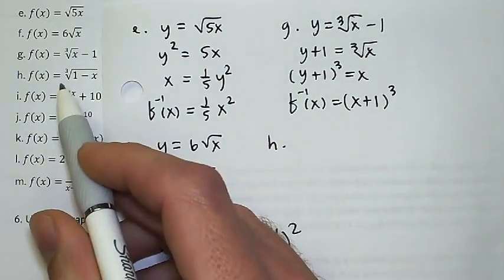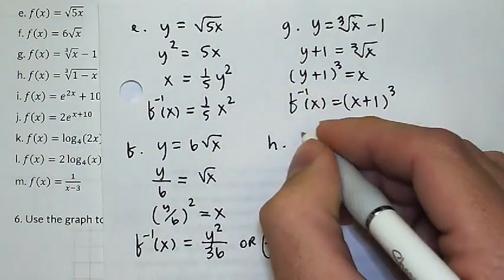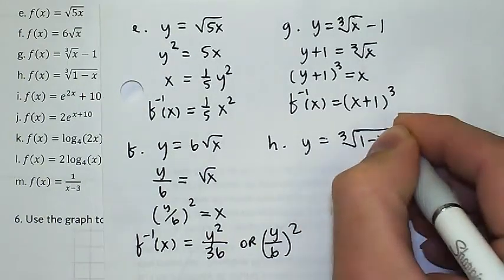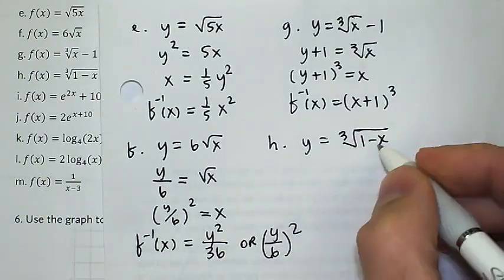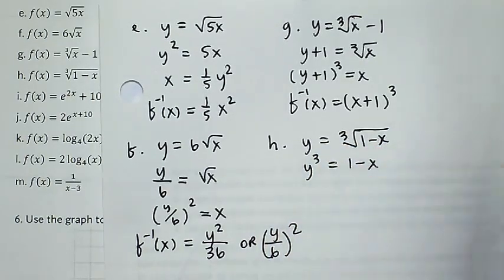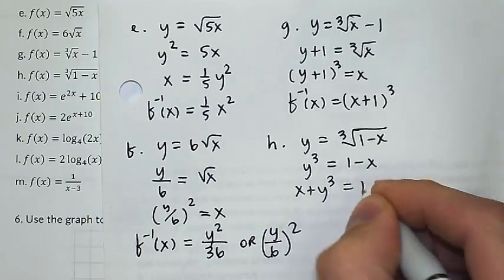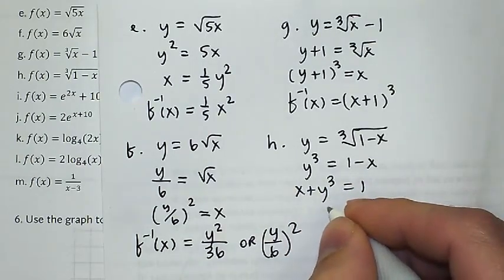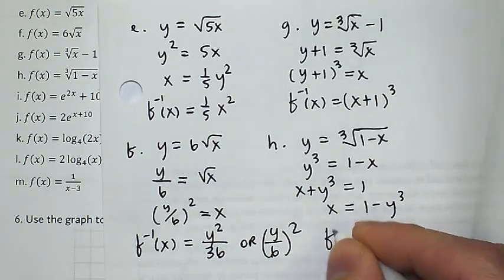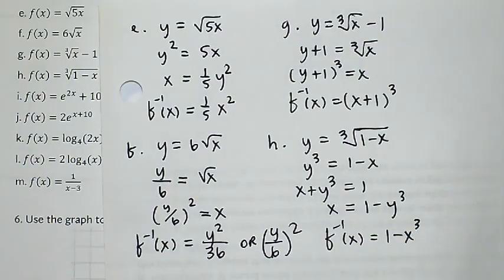And h is similar, but somehow a little different. Okay, y equals 1 minus x in cube root, so y equals cube root of 1 minus x. Okay, radical's isolated, so I'm going to get rid of it, take both sides to the third power. So I don't know, I'll do it differently. I'll add an x to both sides, then try by subtracting y cubed, 1 minus y to the 3. And so that means that f inverse of x equals 1 minus x cubed.